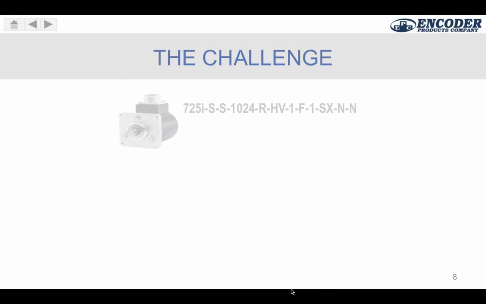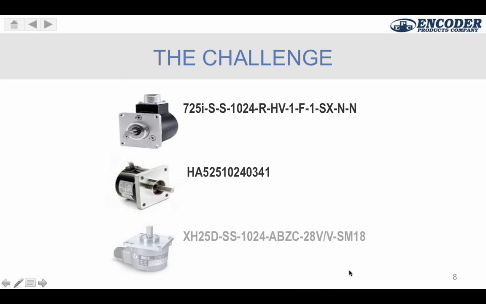The challenge that we have today when it comes to specifying feedback devices is somewhat represented by this slide. Here we depict three encoders that all look about the same from three of many manufacturers, with three part numbering conventions. The challenge is how does building a part number translate into the specification of the right device for the unique application parameters, at the right price that fits your budget.